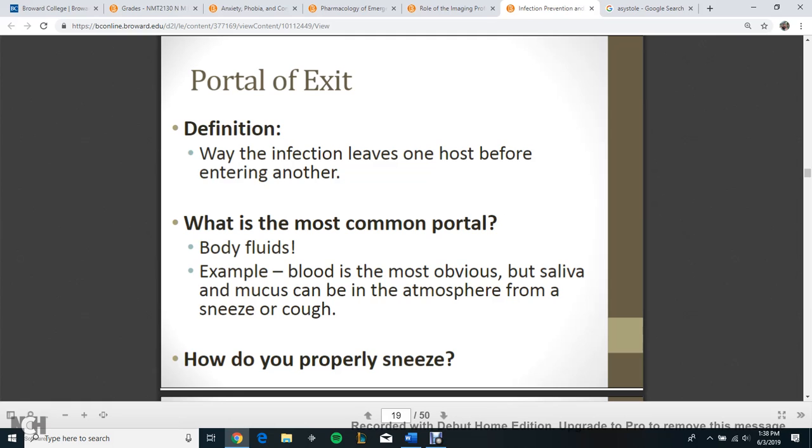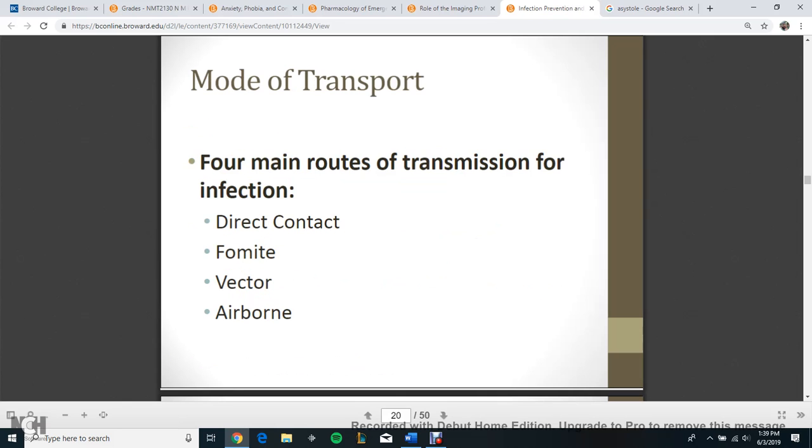What is the most common portal? It would be bodily fluids. An example would be blood is the most obvious, but saliva and mucus can be the atmosphere from a sneeze or a cough. How do you properly sneeze? I sneezed into my elbow. I think that's it.